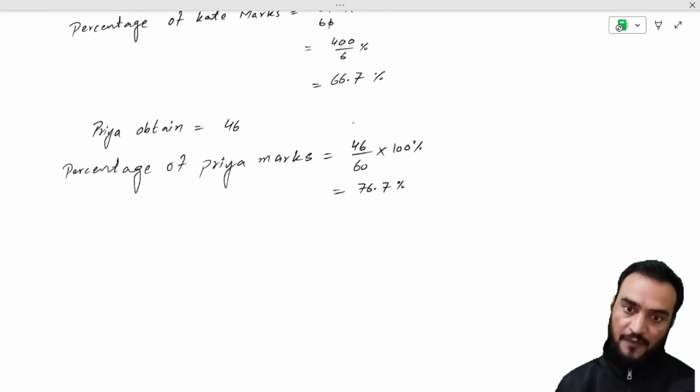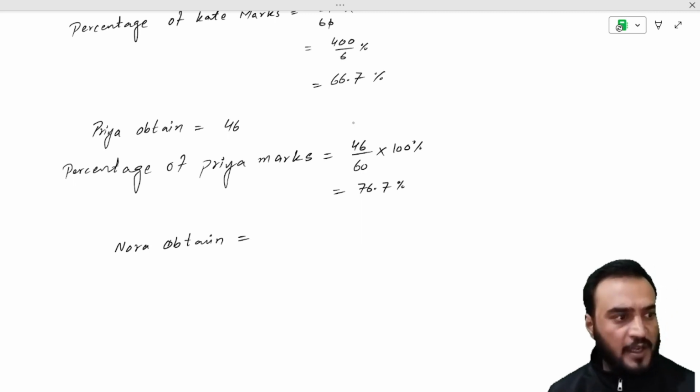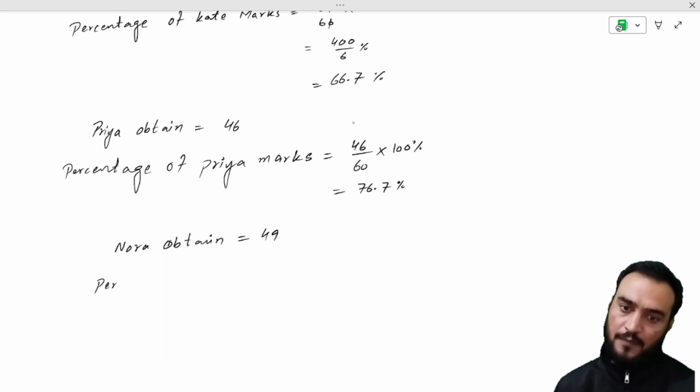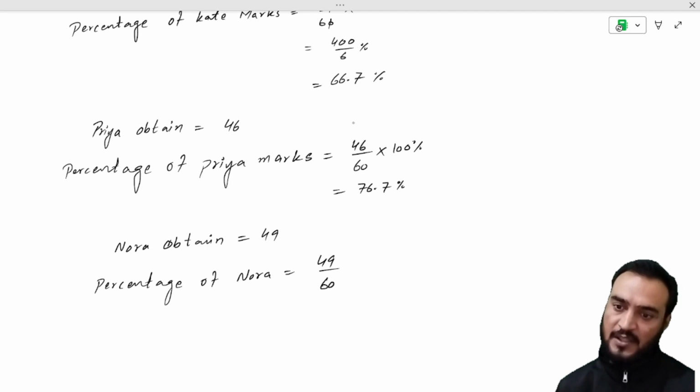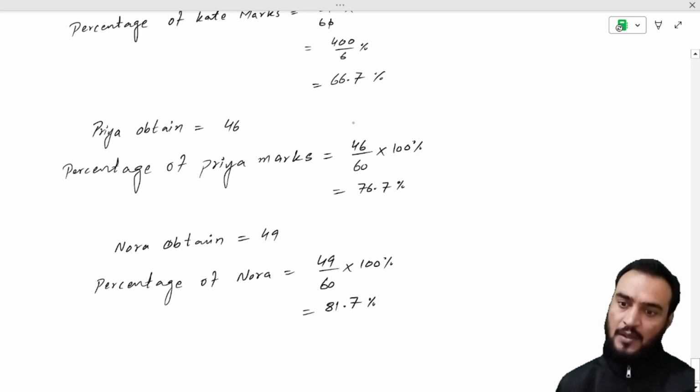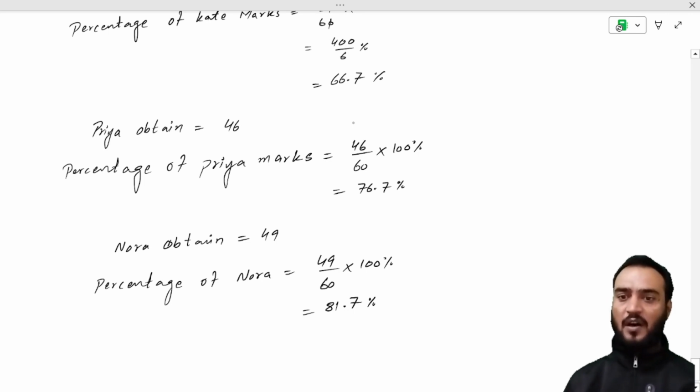Now we find the percentage of Noora. Noora obtained 49 marks. So percentage of Noora is equal to 49 over 60, because 60 are the total marks. We multiply this ratio by 100%. After simplifying, we get that Noora obtained 81.7%. So in this way, we get the percentage of all three students, Kate, Priya, and Noora.